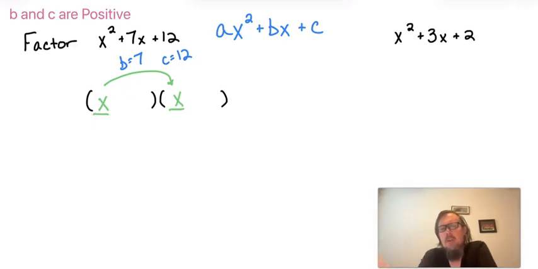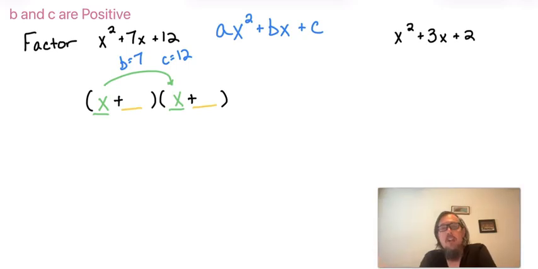And so the only thing that we really have to figure out is what are these other two numbers going to be? What number's going to go here and what number's going to go here? So our trinomial has all plus signs. It's plus 7x plus 12, and that tells us that whatever numbers go here, they're both going to be positive. So what are those two positive numbers?